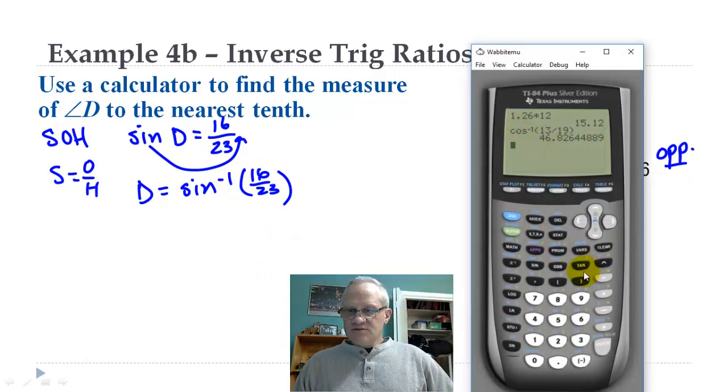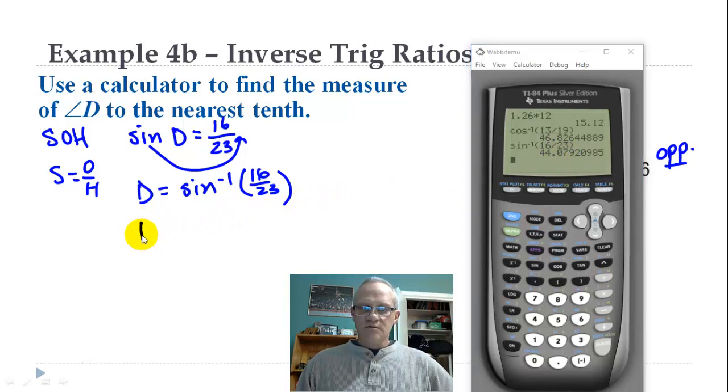So again, here's the sine, and right above it is the inverse sine. So second function, sine, there's our inverse sine of 16 divided by 23, close parentheses. And then that's about 44.1. So D would be about 44.1 degrees.